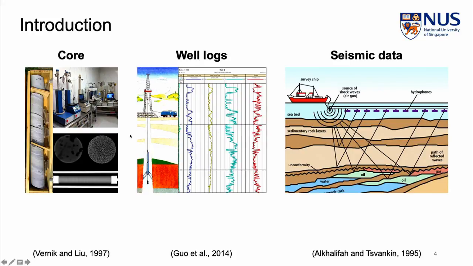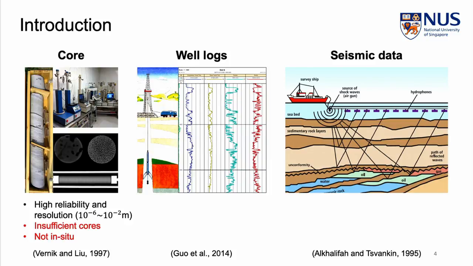So the question is, how do you make sense of all this? How do you put all that together? Seismic, of course, has wide coverage but low resolution. Cores have high reliability and resolution, but you never get enough cores, and they're not in situ. It creates quite a problem because in shales especially, it's very difficult to recover cores in the condition they are in the earth.